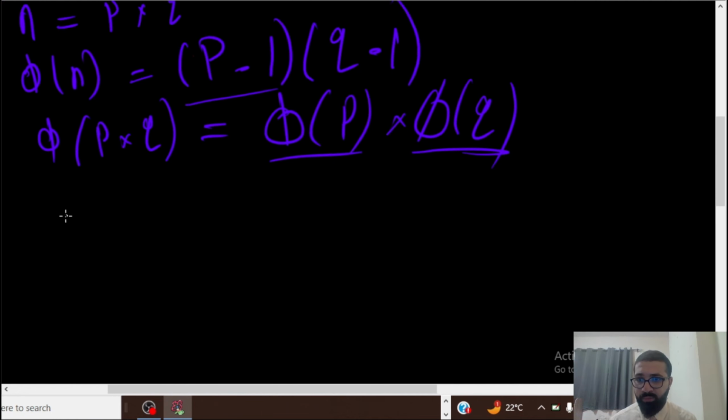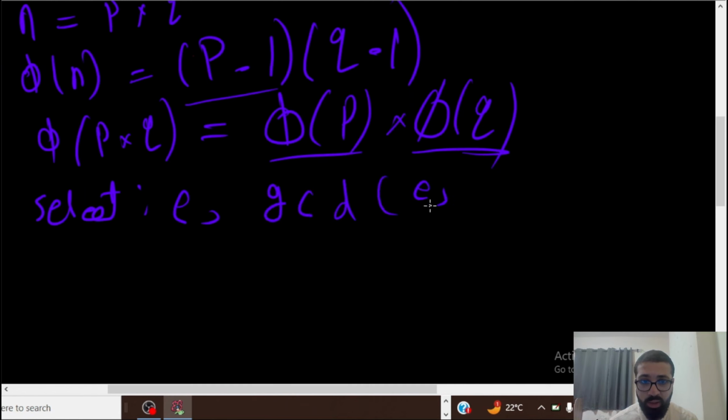Now we select E. E is a number that is co-prime with the totient of n, which also means that the GCD between E and the totient of n is equal to 1.